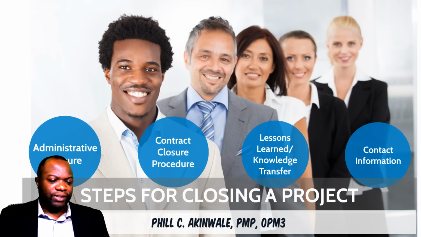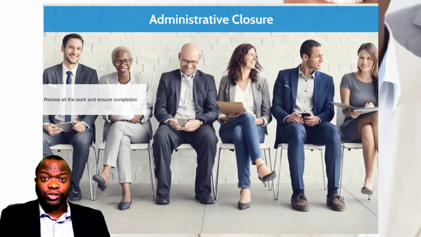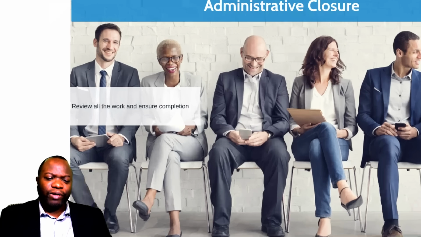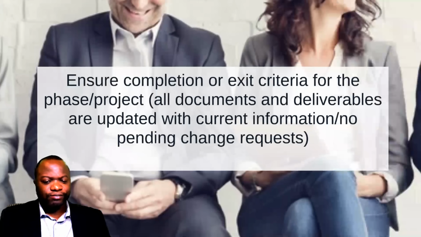So let's talk about administrative closure. So administrative closure is pretty much all of those bits and pieces of administrative work that need to be closed out. But let's first talk about reviewing the work. You want to review the work and you want to ensure completion as the project manager. You want to make that check off on the checkbox that yes, indeed, this is completed and we're good to go to the next part of closing out the project.